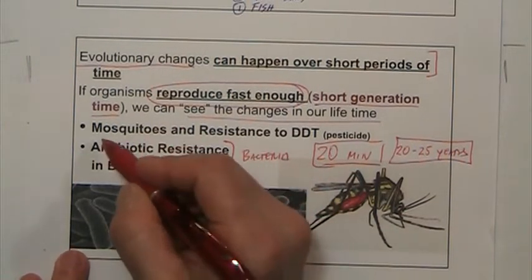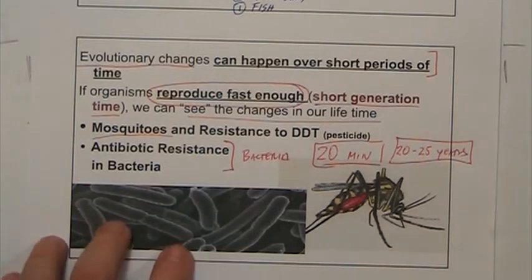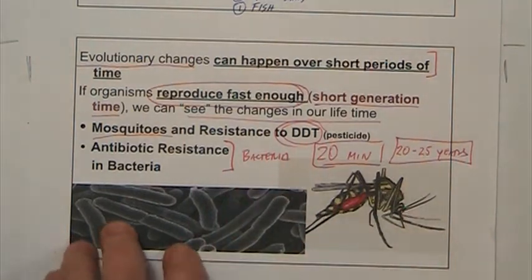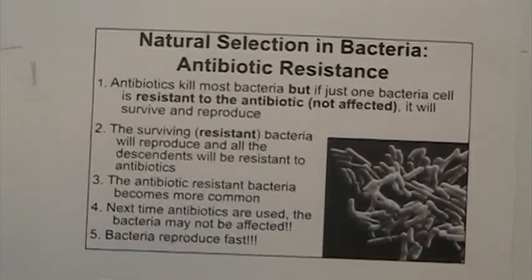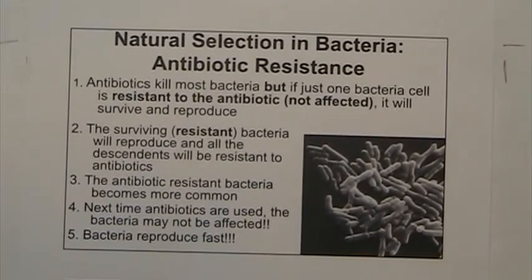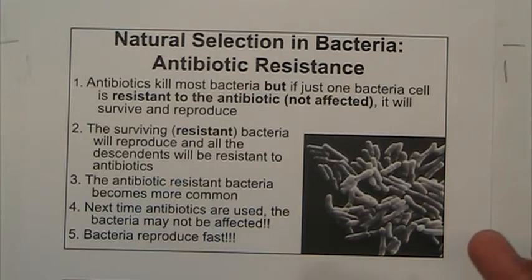Another creature with a short generation time is the mosquito, a couple of weeks, and you have a new generation. And because of the increased use of DDT, a pesticide, and all the antibiotics, what we have been doing is killing all the susceptible individuals and allowing those that have enough variation to survive, and those are the ones that reproduce.